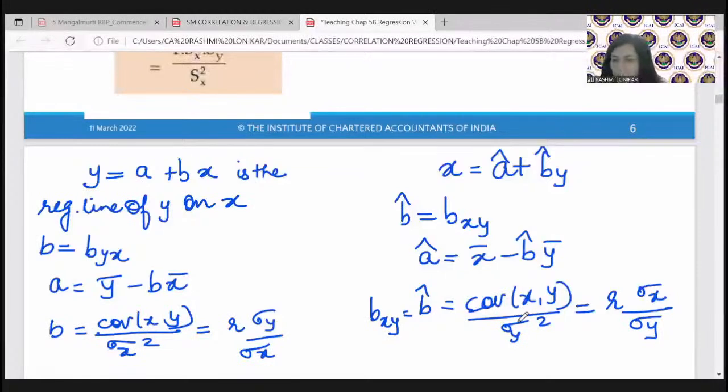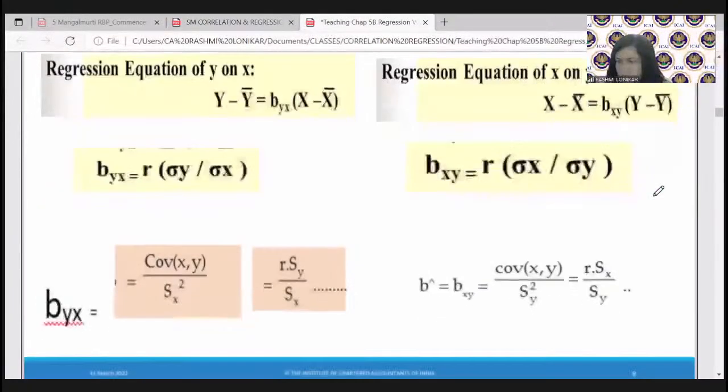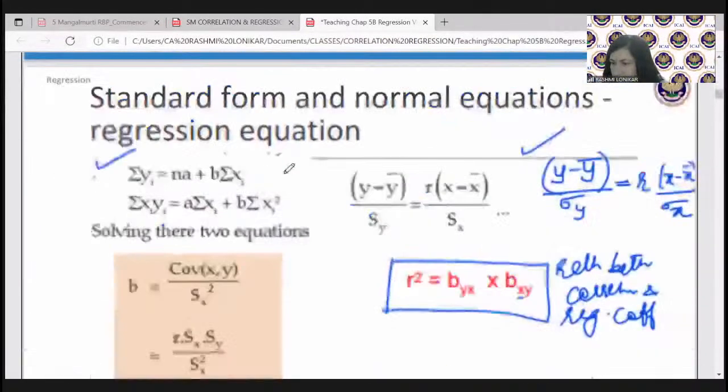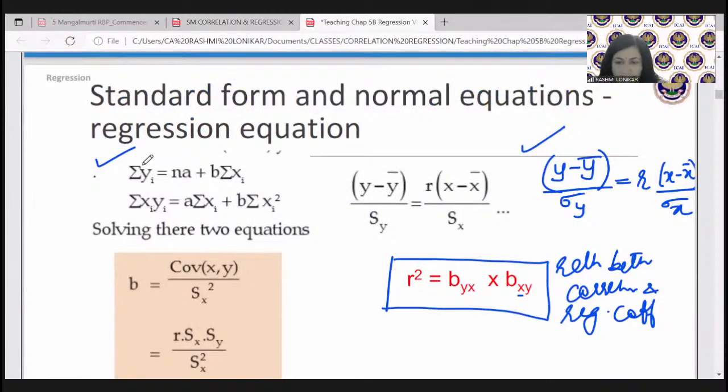So this is the regression line of x on y. Clear? Here I have shown you one way of writing the regression, to find the regression coefficient. This is the second way of finding the regression lines.